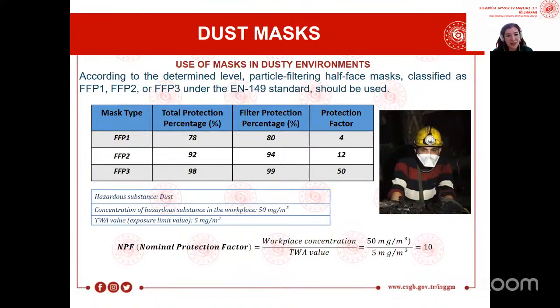Use of dust masks in dusty environments. Dust masks are used to protect the respiratory system from dust in the workplace environment. Dust masks must be produced in accordance with the TS EN 149 standard. Based on personal exposure measurements taken in the working environment, the following types of masks should be used depending on the dust concentration relative to the limit value. FFP1 for areas with up to 4 times the limit value, FFP2 types for areas with up to 12 times the limit value, FFP3 masks for areas with up to 50 times the limit value. We could calculate the nominal protection factor according to the equation, and we decide which masks to use.